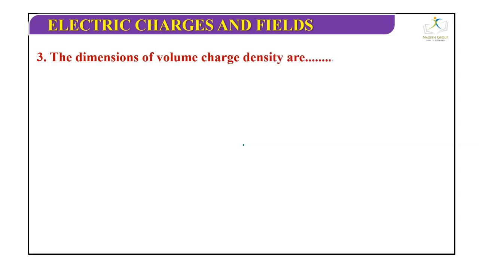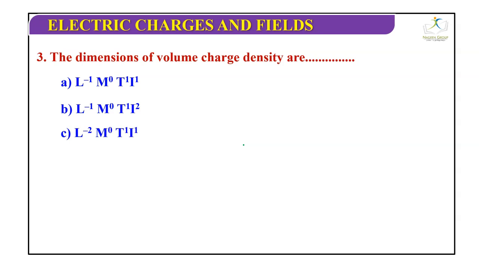Moving ahead with the next question, the dimensions of the volume charge density are L minus 1 M0 T1 I1, L minus 1 M0 T1 I2, L minus 2 M0 T1 I1, or L minus 3 M0 T1 I1. So the correct answer for this question is option D.